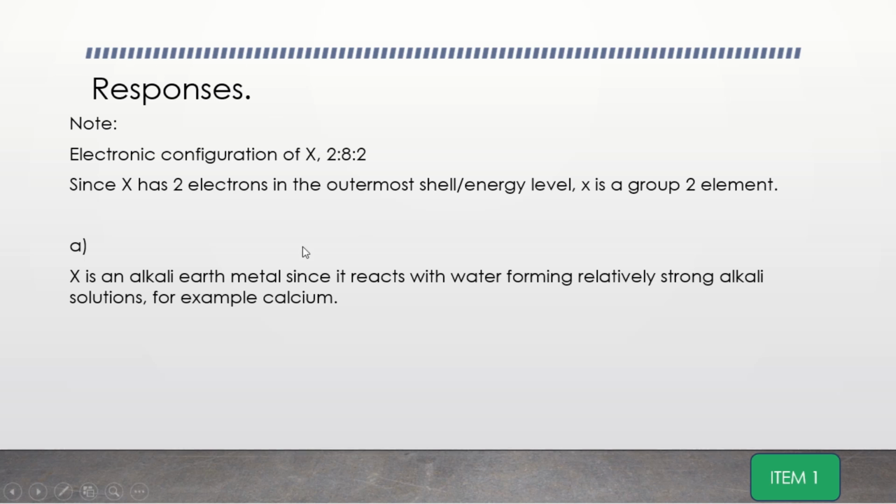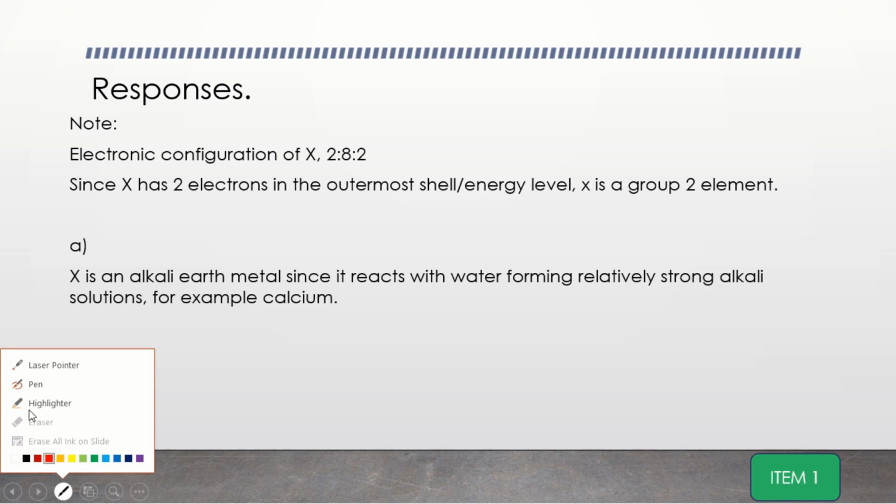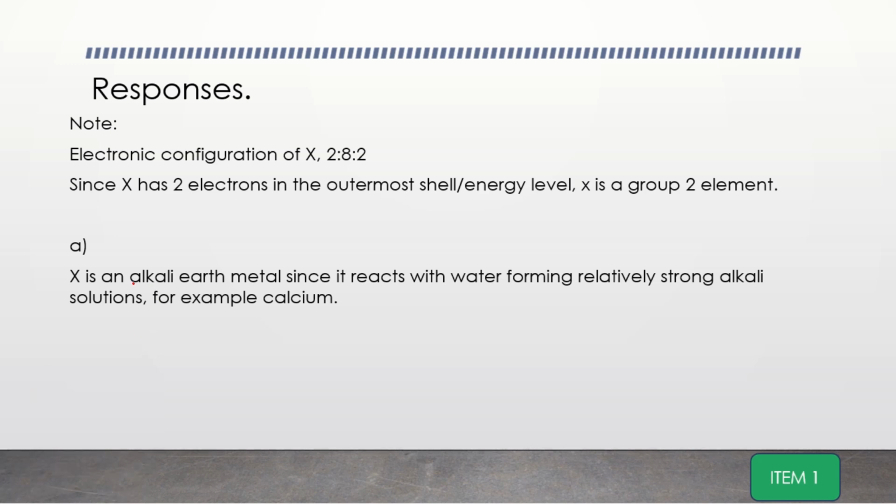So there are very many ways we can give the nature. How does X behave? Since it belongs to group 2, we all know that group 2 elements are called alkaline earth metals. It is those of group 1 that we call alkali metals, and the difference is here. Group 1 are called alkali just because they form strong, very strong alkaline solutions. Also, when you come to group 2, they form alkaline solutions.